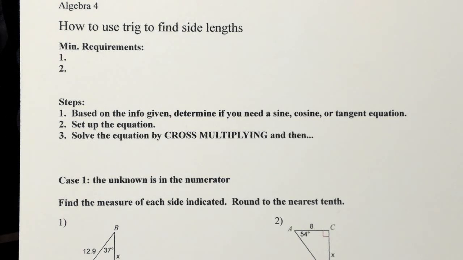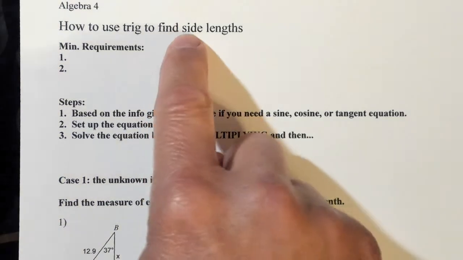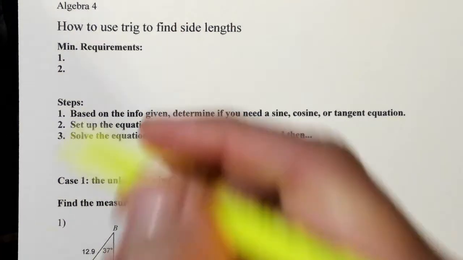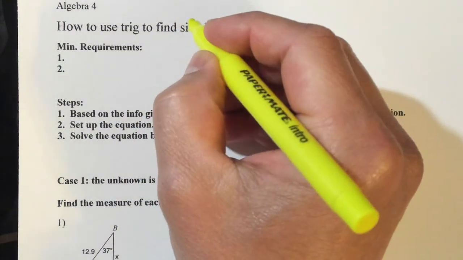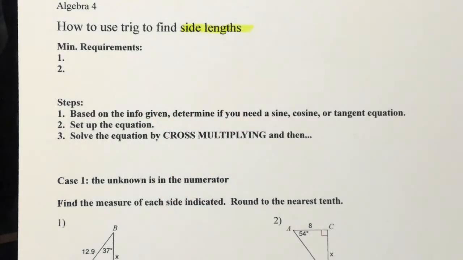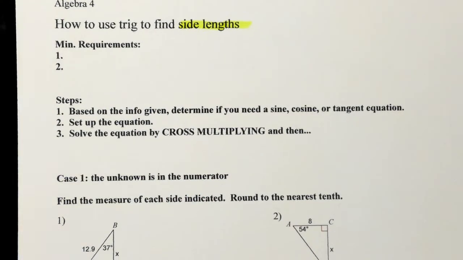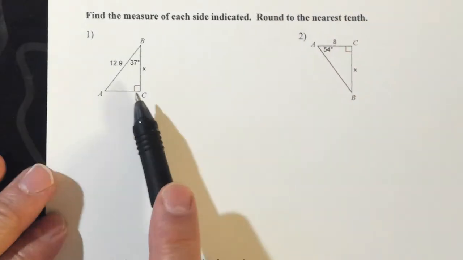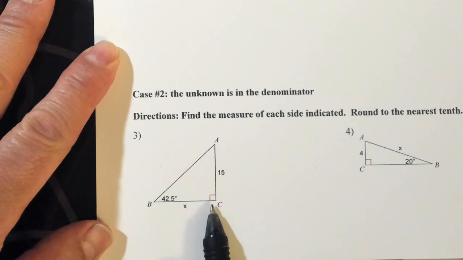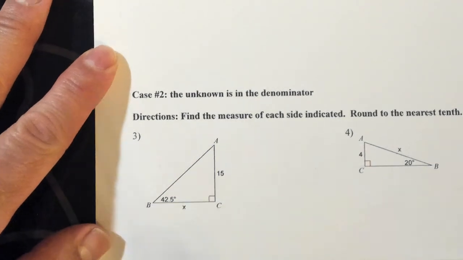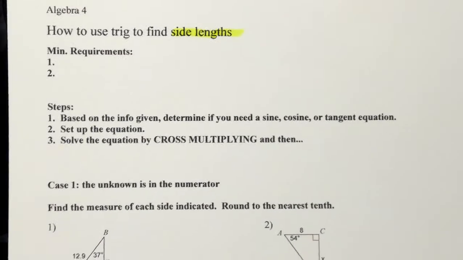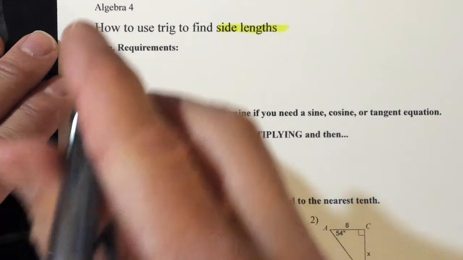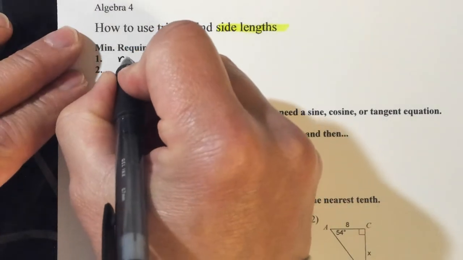Okay, lesson number 2 for this week is using trig ratios to find a missing side. Just like before, you have to be dealing with right triangles, otherwise sine and cosine and tangent just don't work. So requirement number 1, it must be a right triangle.